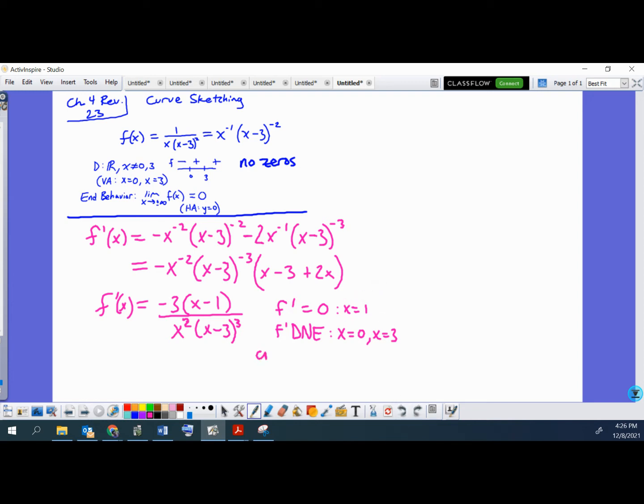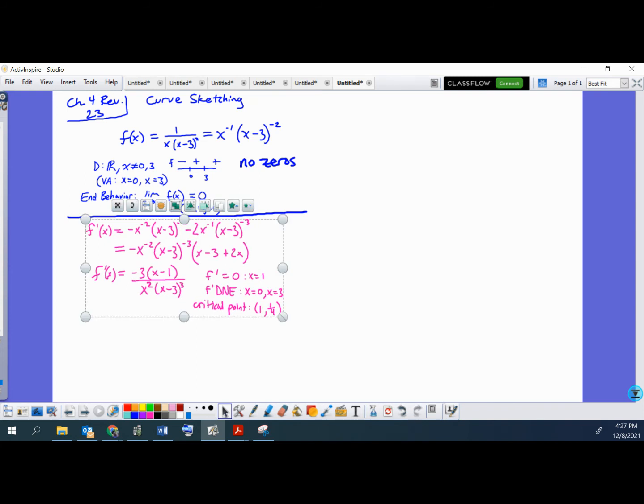So critical point at 1 comma f of 1. And if you plug 1 in, you get 1 times, on the bottom you get negative 2 squared, which is 4. So it's 1/4 for the y value. And that's going to maybe be a max or min. We'll do our sign chart in a minute here and just verify. I said that's the only critical point. I want to be really clear about this.